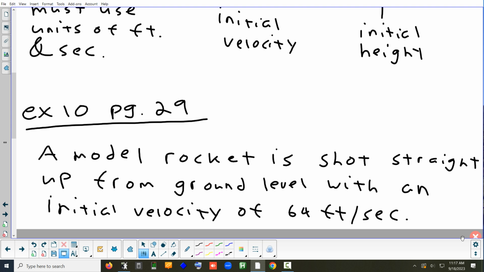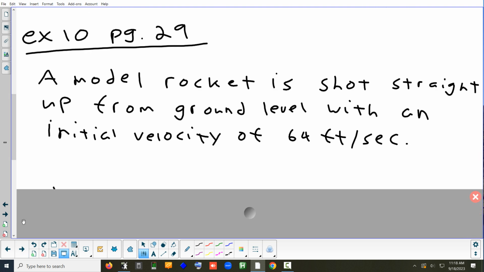And it's being shot up from ground level with an initial velocity of 64 feet per second. So they tell us two things in that sentence that are important. What's one thing that they tell us that we're going to be able to use in that formula up above? Initial height. Yes, they do tell us the initial height. What is the initial height? Ground level, 0. So the initial height is 0. And they also tell me the initial velocity is 64. So let's fill those numbers in.